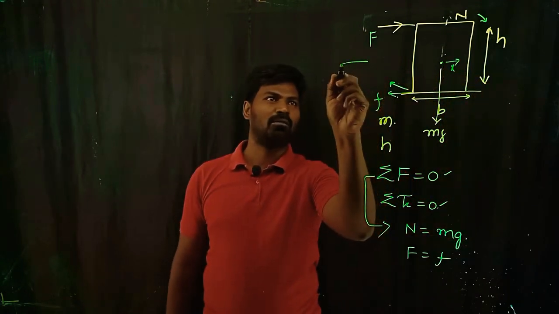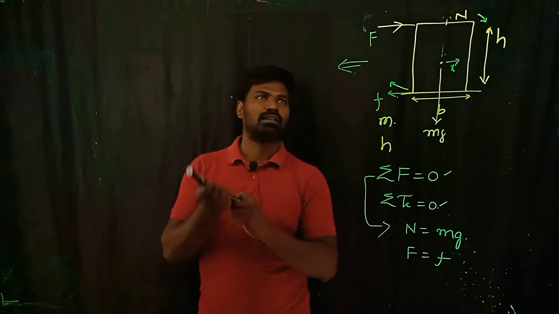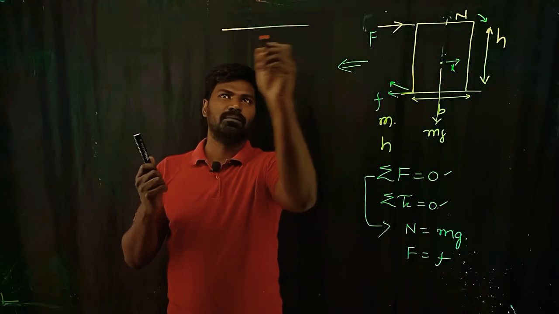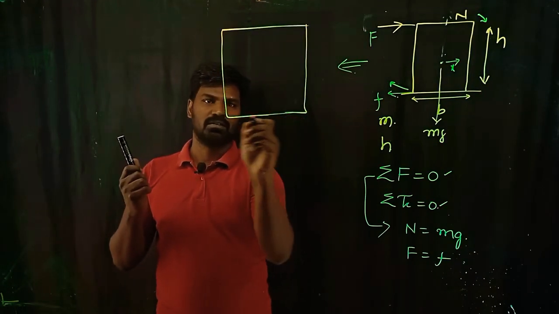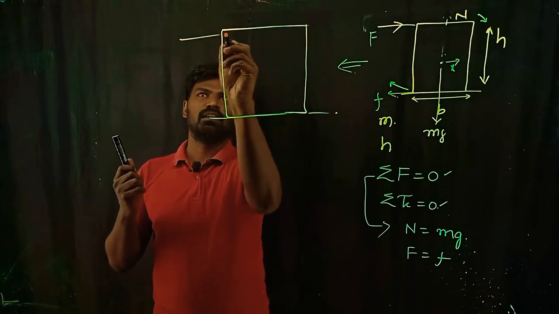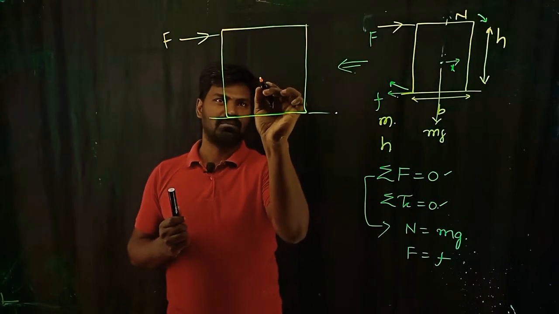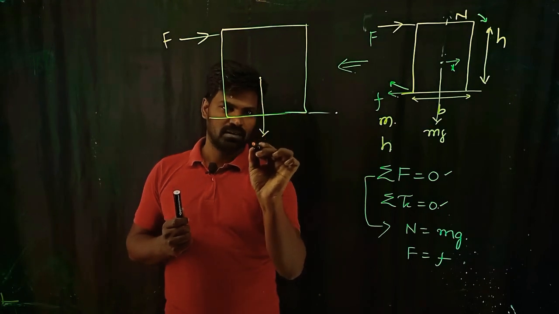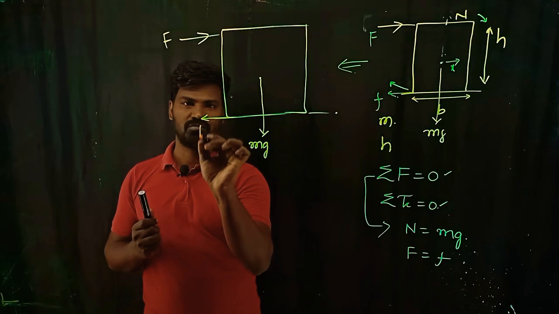This diagram I am drawing one more time over here so that things could be somewhat clearer. So the same block I am taking on this rough horizontal surface, under the influence of this external force F. Gravitational force mg should always pass through the center of mass. This is the direction of frictional force.